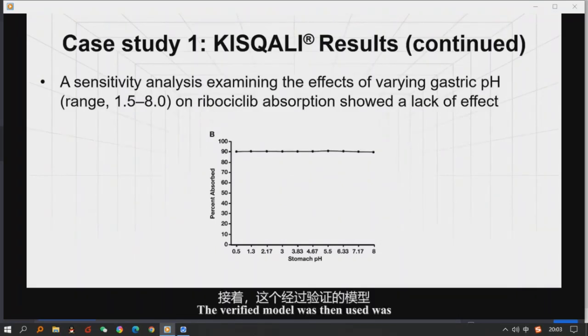So the verified model was then applied to carry out a sensitivity analysis examining the effects of varying the gastric pH in the range of 1.5 to 8. And they had a look at the effect on the absorption. And from the plot here, you can see that the fraction absorbed remained consistent over the pH range from 0.5 up to 8.